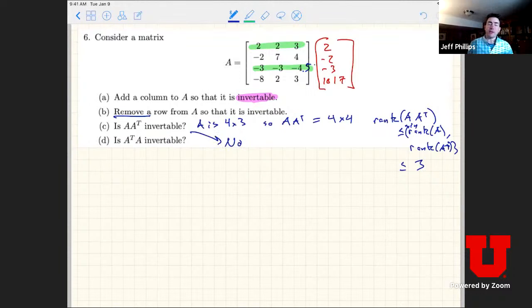And if you're doing this where you had access to a computer, which you won't on the final exam, you could verify that A transpose A is a 3 by 3 matrix, and its rank is still going to be 3. So it's going to be full rank, so it's invertible. So the answer here is going to be yes. So A transpose A is invertible, but A transpose is not, because it's not full rank.